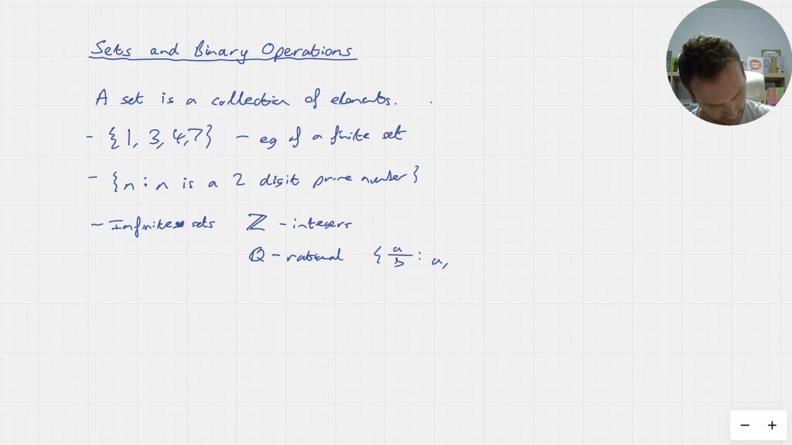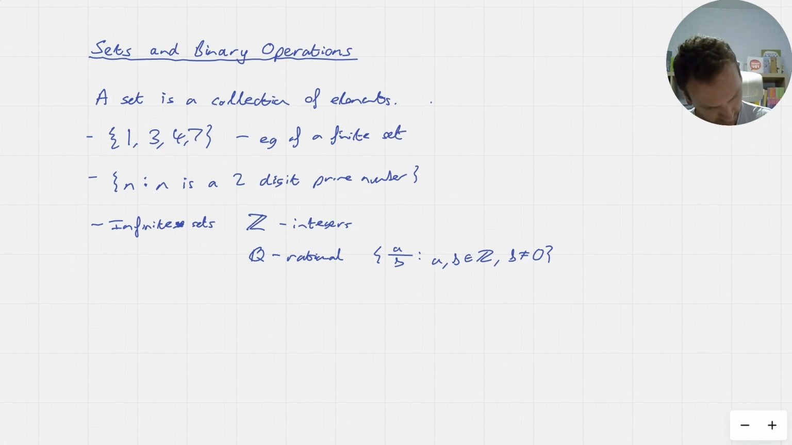So we want two things. We want a and b to be integers. So that's what we're saying there. And there's one other thing we need here, which is we can't have b being equal to 0, because if b was 0, a over b would be undefined. So we can put that in there. So that's an alternative way of writing the rational numbers rather than writing Q.